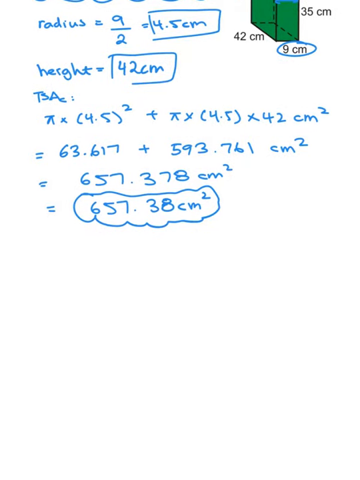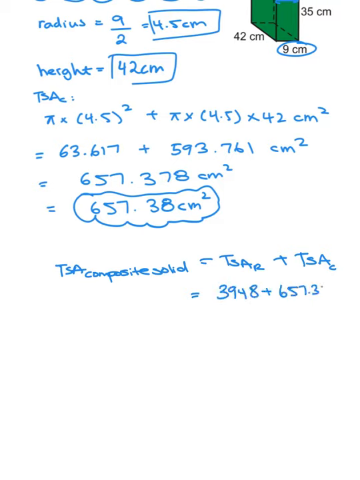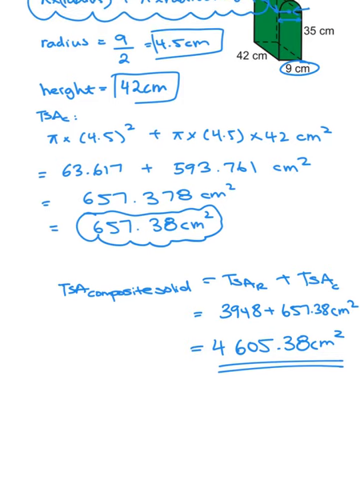Now I need to add these two. So the total surface area of the composite solid equals the total surface area of the rectangular prism plus the total surface area of half my cylinder. So that gives me 3,948 plus 657.38 centimetres squared, and I end up with 4,605.38 centimetres squared. That is my total surface area of my composite solid.